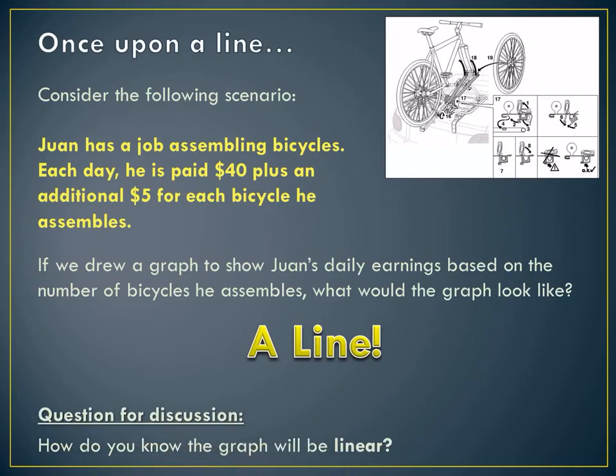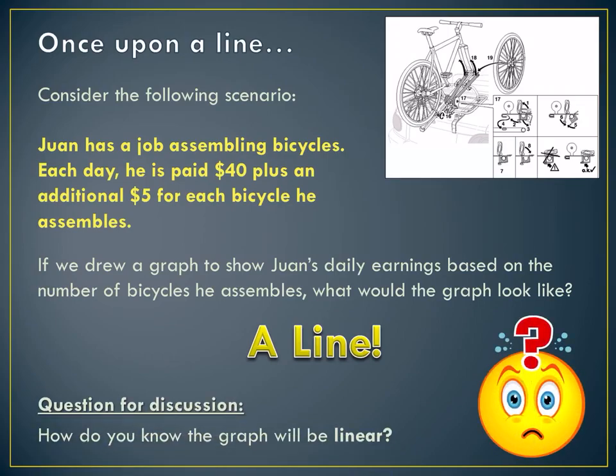And that's what we're talking about for most of this chapter, situations where the graph turns out to be a line. So we'll always be thinking about what it takes to make the graph of a line. Now, how do we know the graph will be linear? Notice we say linear there. When we say something has a line shape, we call it linear. And how do we know that the graph will be linear?